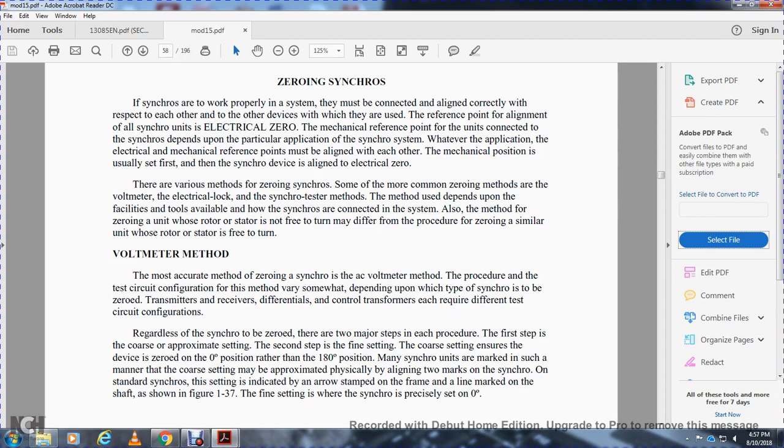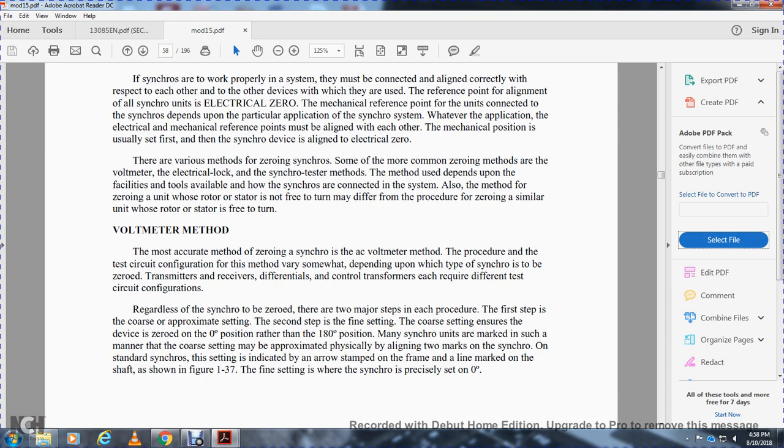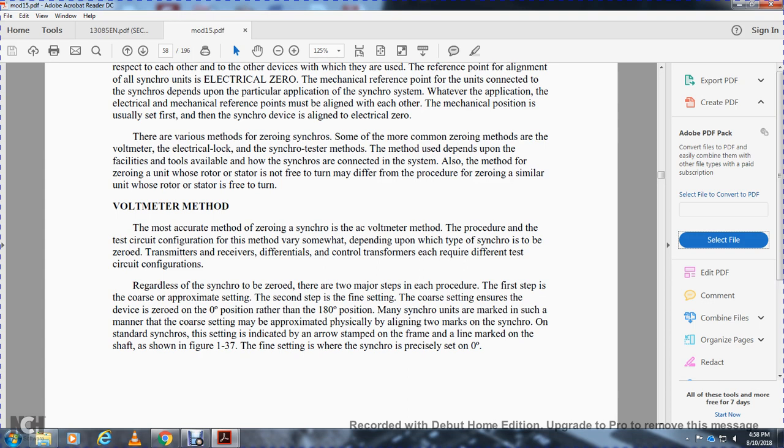The voltmeter is the most accurate method of zeroing a synchro, with AC voltage. The configuration of the methods varies somewhat depending upon the type of synchro to be zeroed. The transmitter, the receiver, and the differential control transformer each require different testing and control circuit configurations.